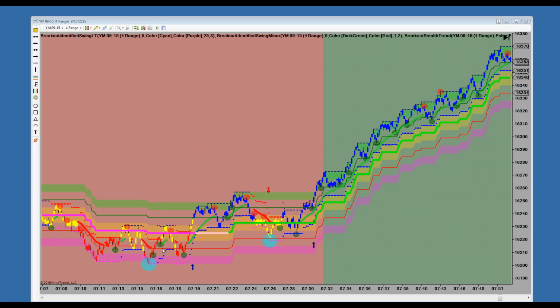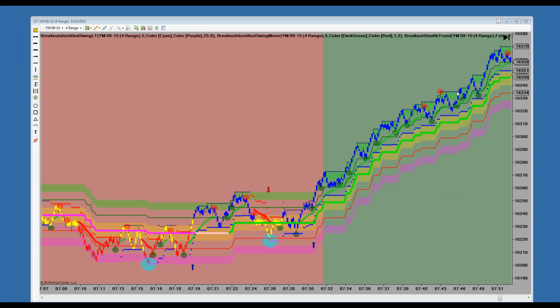So on the right-hand side of the chart over here, I'm not going to even ask the question. This should be obvious. The trend was up. Okay, that's a layup. That's a gimme. That's a no-brainer, right? Everybody, the background was green, stairs stepping up, bars were blue.